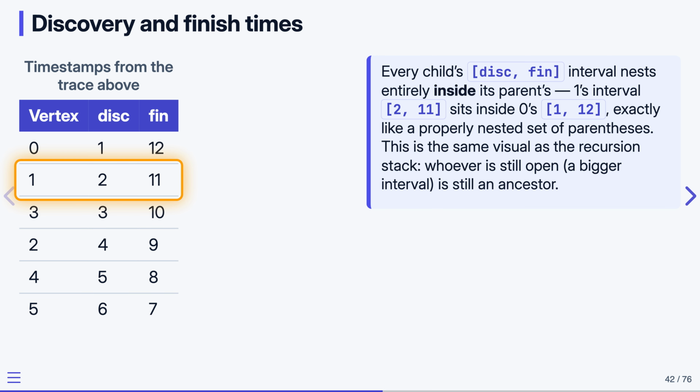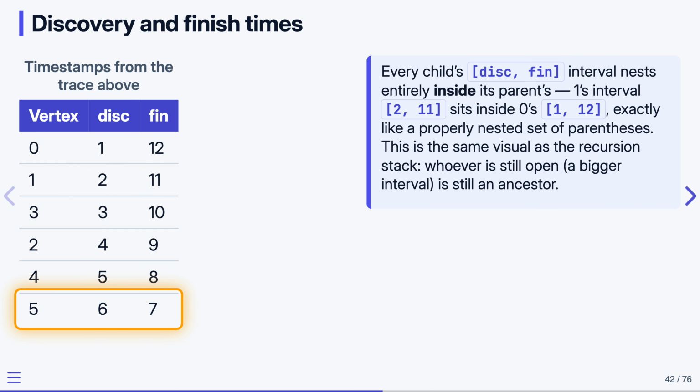Vertex 1 has discovery time 2 and finish time 11. Its interval from 2 to 11 sits completely inside 0's interval. Vertex 5 is the deepest one. It opened at time 6 and closed at time 7. Its tiny interval sits inside every ancestor above it.